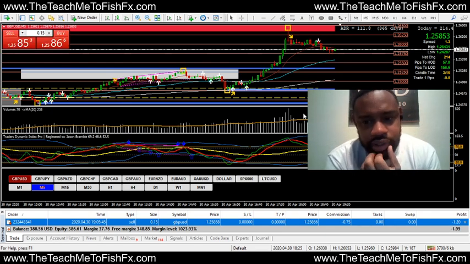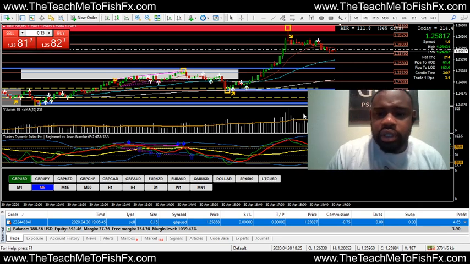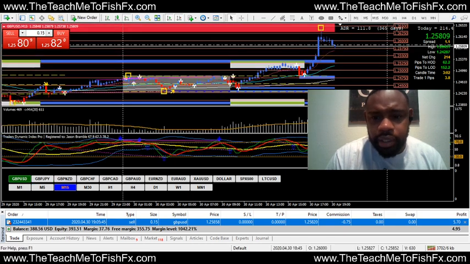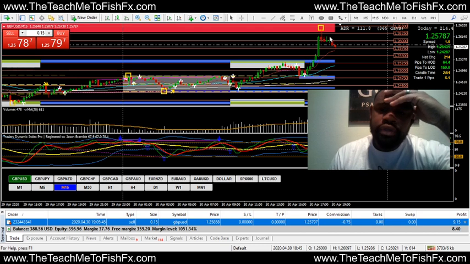When you're scalping these small accounts, every few pips help. It'll be nice to get this 30. I do believe GBP USD may be at the high of the day. It's very possible, even on the 15-minute chart.